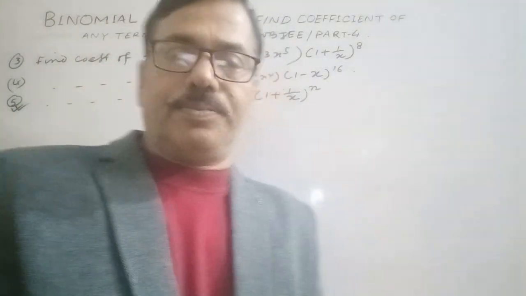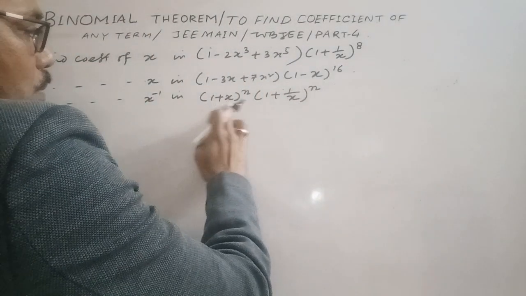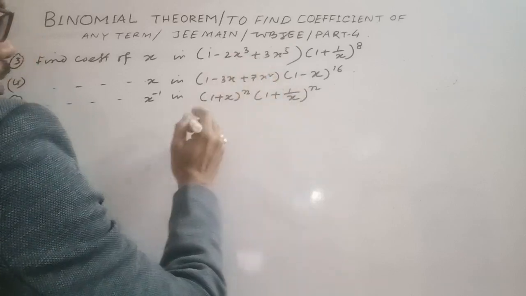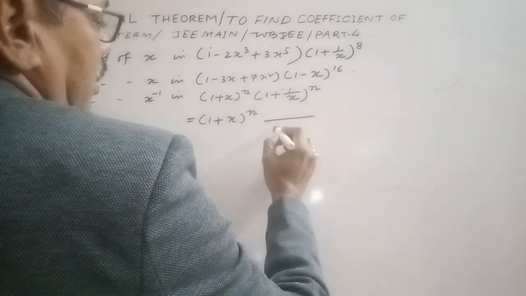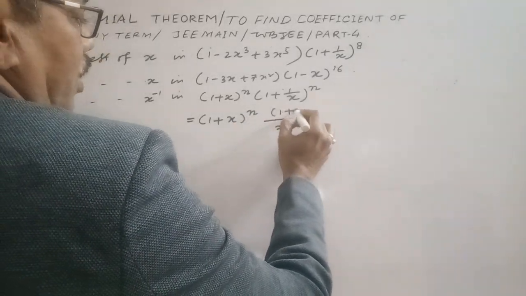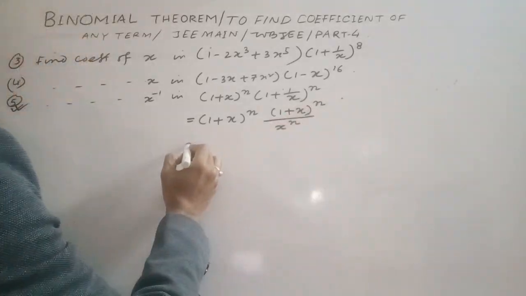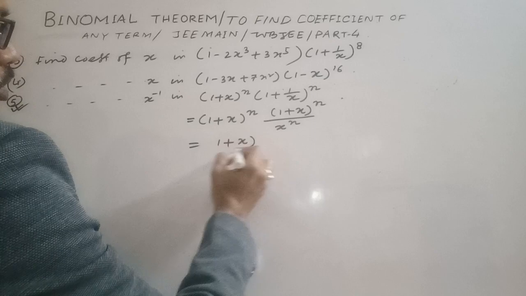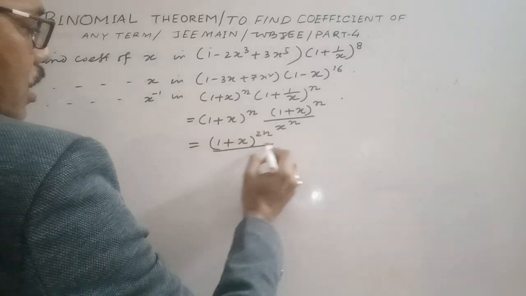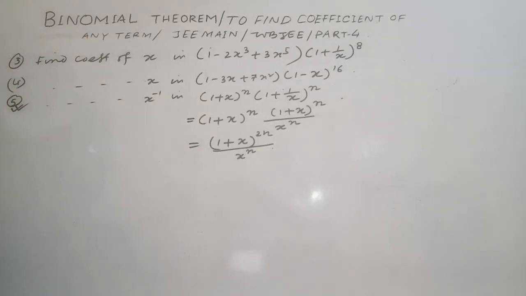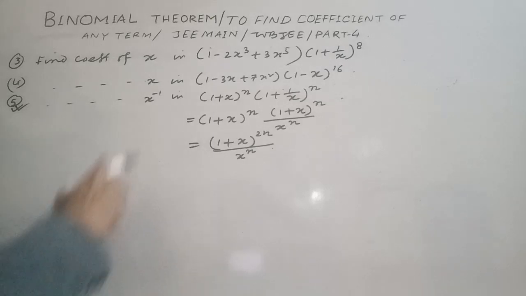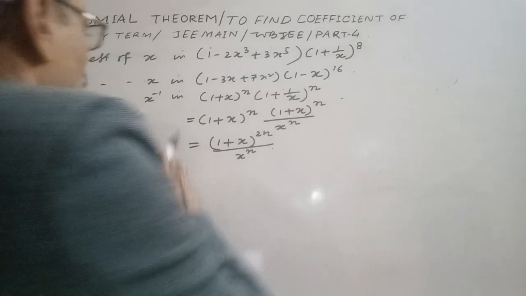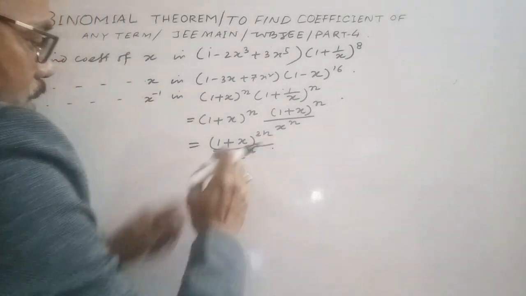This is a simple one. You look, this is 1 plus x, and if you take LCM, you get also 1 plus x. So if you simplify, this is 1 plus x whole to the power n. This is x to the power n, 1 plus x whole to the power n. So simplifying, 1 plus x whole to the power 2n by x to the power n. Now look, you have to find coefficient of x to the power minus 1 in this expression.